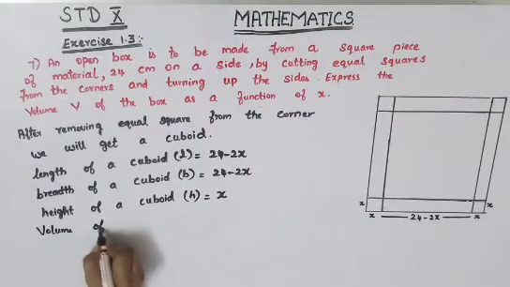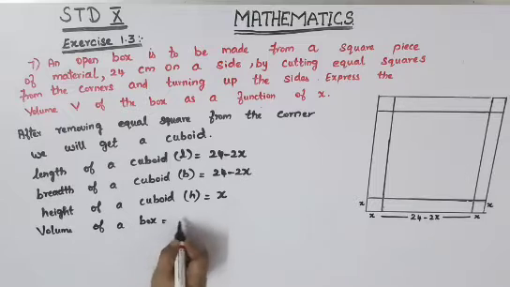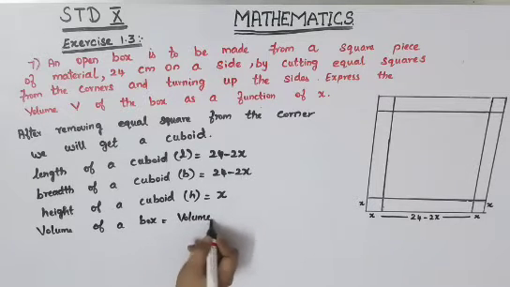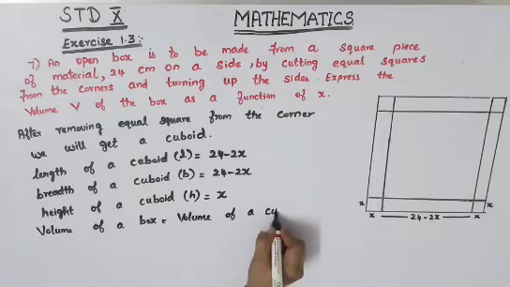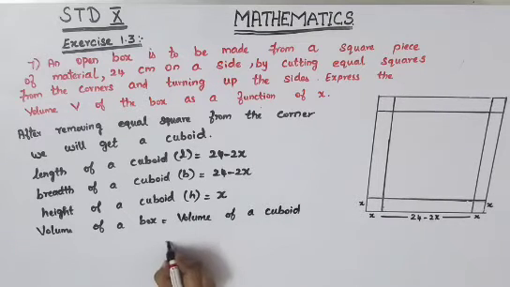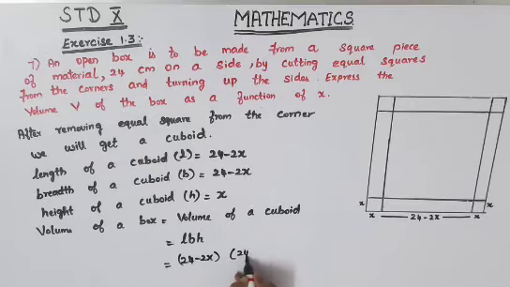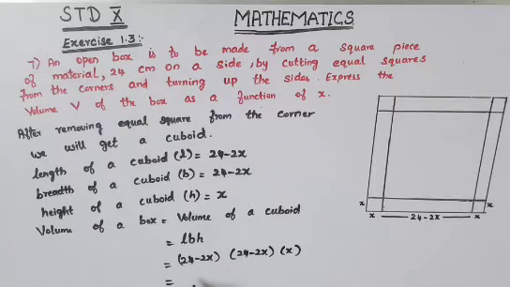They have asked for the volume of the box, so the volume of the box is equal to the volume of the cuboid. The formula is L into B into H. So if we have all the values, just substitute them here. L is 24 minus 2x, B is again 24 minus 2x, and H is x. So we can write it as 24 minus 2x the whole square into x.